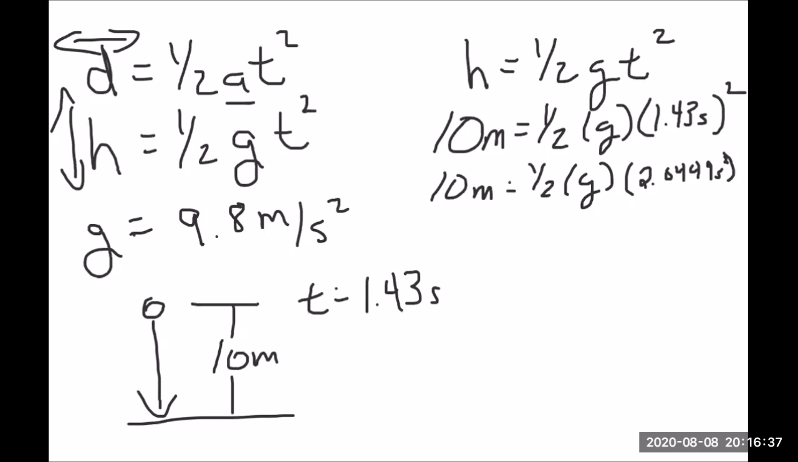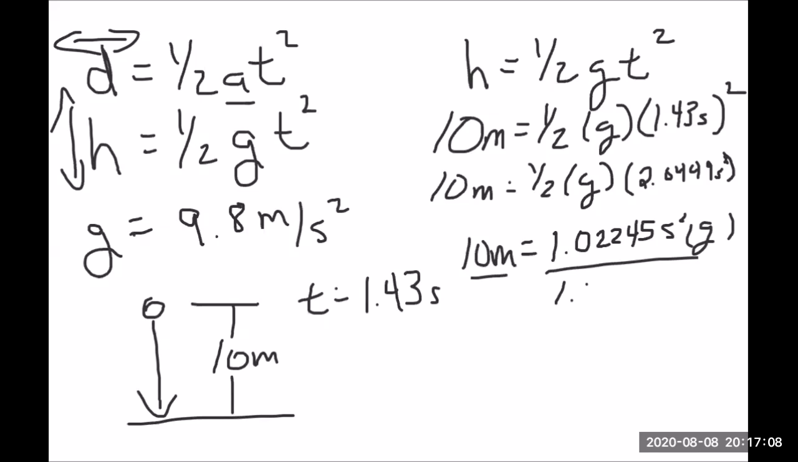All right, so now I'm at 10 meters. That's going to equal 1/2 times 2.0449 seconds squared. So I got 0.02245. You do not have to write this. You can say 1.02 is fine. Seconds squared times g. Again, we're going to divide by what is in front of the letter.